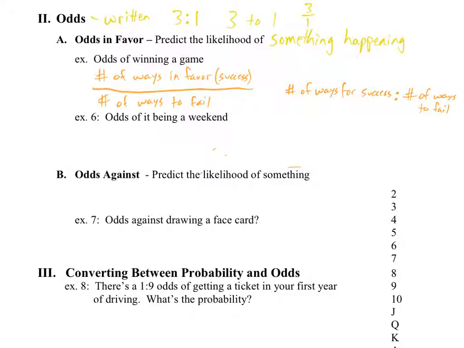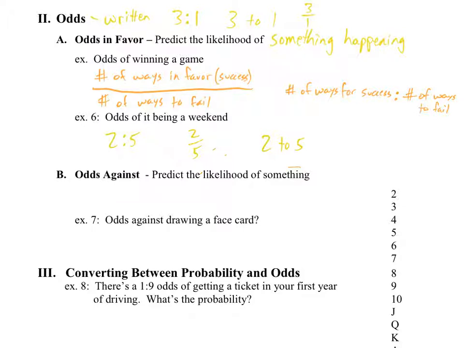Well, how many days are on the weekend? 2. So the number of ways in favor would be 2. How many ways are there to fail with it being a weekend? 5, because there's 5 days that aren't a weekend. So your odds would be 2 to 5. Or you could write 2 over 5, or 2 and then the word 'to', 5, something like that.